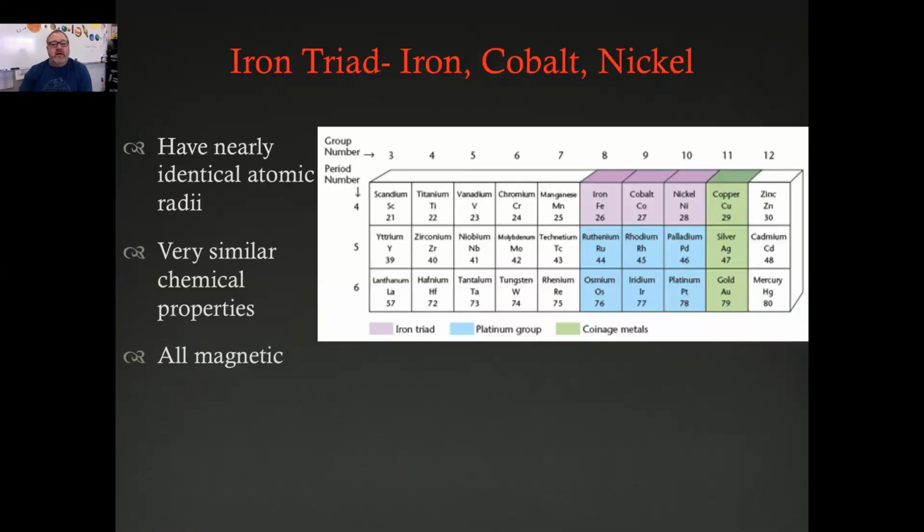Then we have what's called the iron triad: iron, cobalt, and nickel. These are right here in groups 8, 9, and 10. Their atomic radii, meaning the distance from the nucleus to the outer part of the atom, are almost identical. And because of that, they have very similar physical properties. All three of them are magnetic, or can be magnetized. And again, we use those for alloying with a lot of different iron alloys.